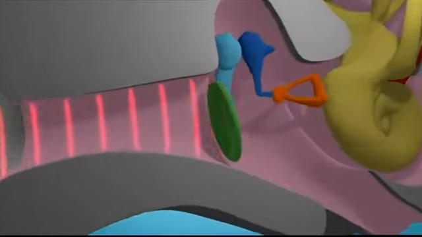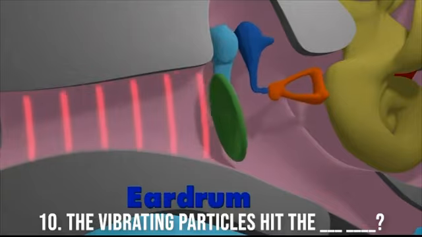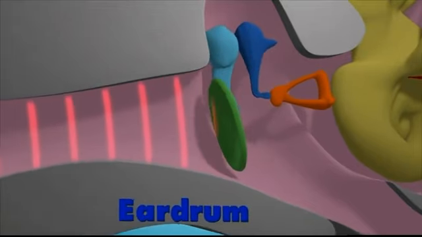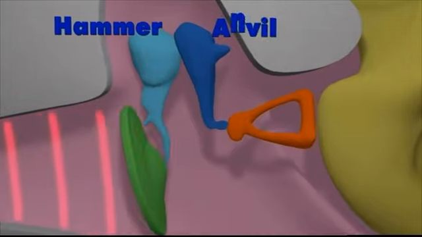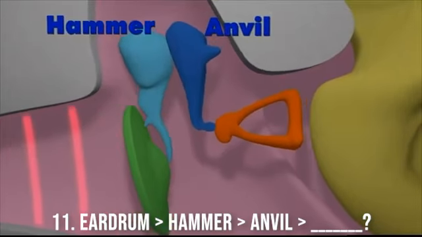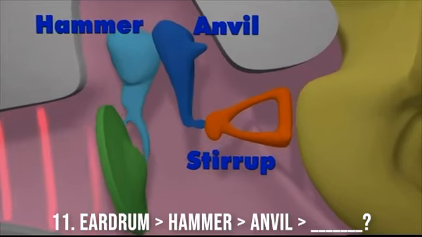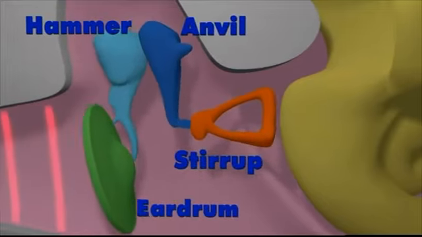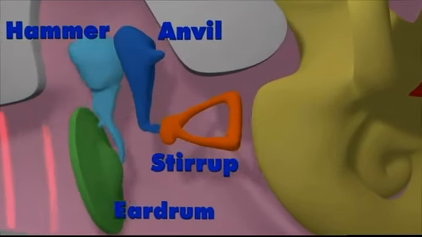When those vibrating air particles hit your eardrum, it starts to vibrate too. Behind your eardrum are 3 little bones. The first is called the hammer, and it's connected to your eardrum. The next one's called the anvil, and it's connected to the hammer. The third is called the stirrup, and that's connected to the anvil. When the eardrum vibrates, the hammer hits the anvil. The anvil hits the stirrup and sends those vibrations on into your inner ear.